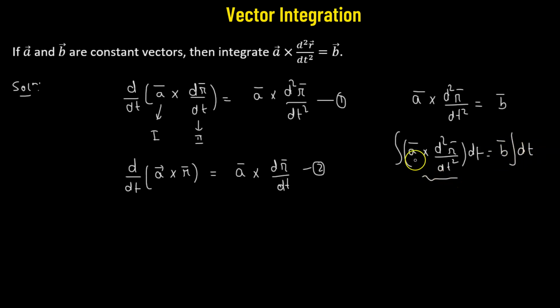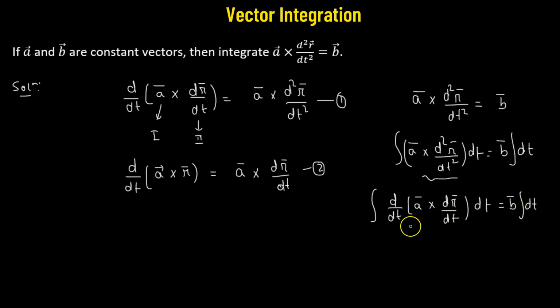Now here we can use the fact that instead of vector a crossed with the second derivative of r with respect to t, we can replace it with the derivative of vector a crossed with the first derivative of r with respect to t. So let's do that. This will get replaced with the derivative with respect to t of vector a crossed with the first derivative of vector r with respect to t, dt, equals b vector times the integration of dt.